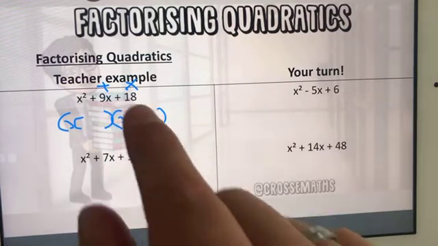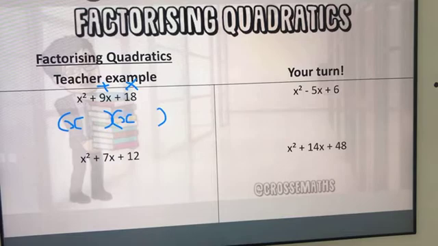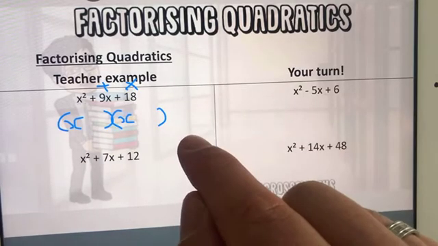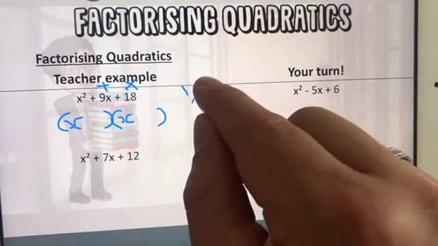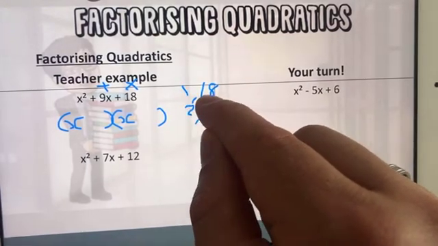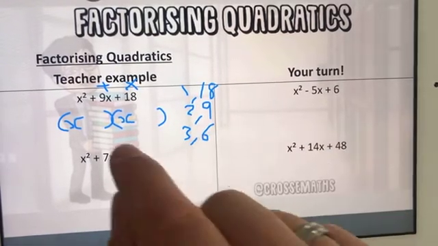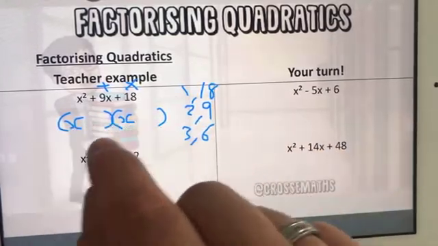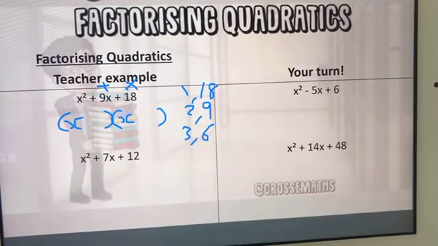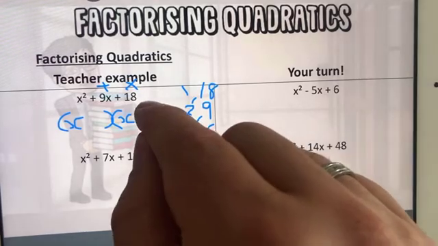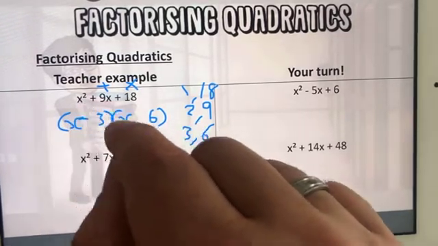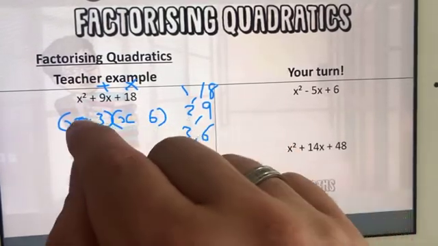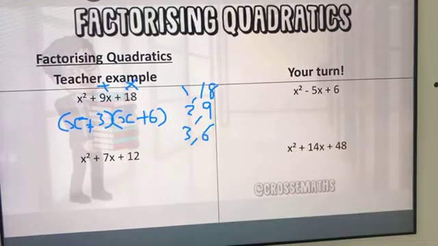The easiest way to do this, if you're not confident, is to list your numbers down the right hand side that multiply to make the number on the right. I can think of 1 and 18, 2 and 9, and 3 and 6. So it's got to be a combination of these. To make positive 9, it's going to be a combination of 3 and 6. And they're going to be positive 3 and positive 6 because it's a positive 9. So my answer is x plus 3, x plus 6.